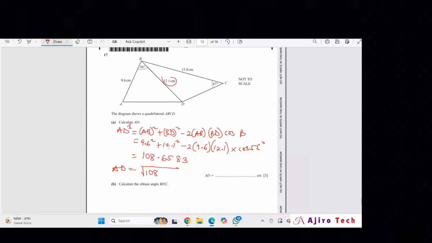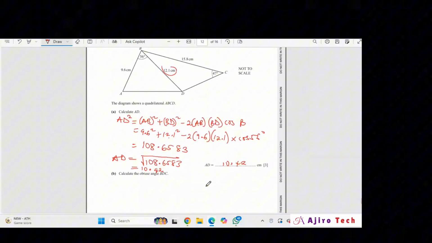10 because of the square here. So 108.6583. You take the square root of that, which is going to give us 10.42. So I have 10.42 as my answer to the AD.